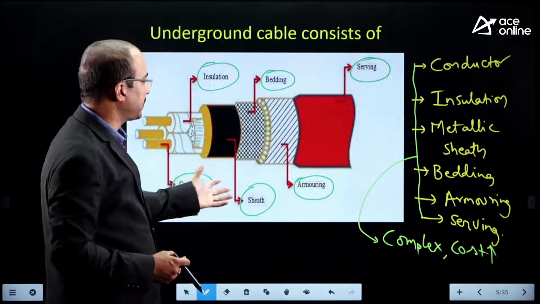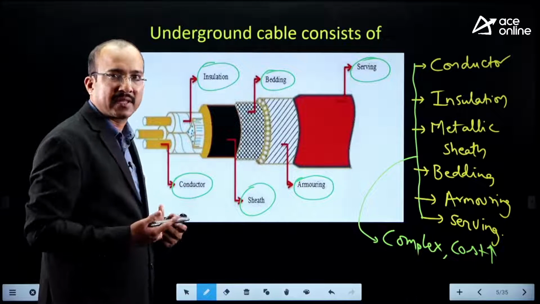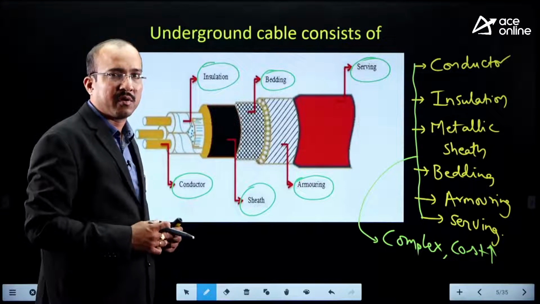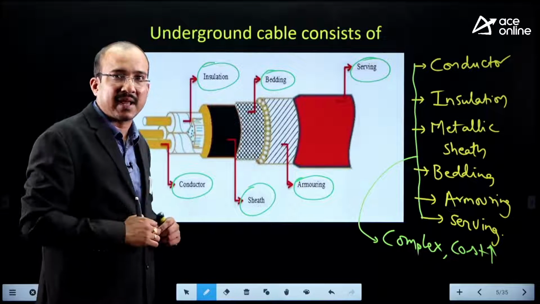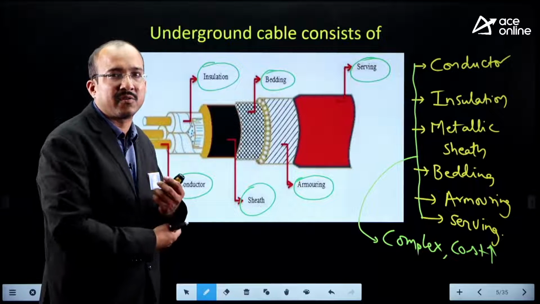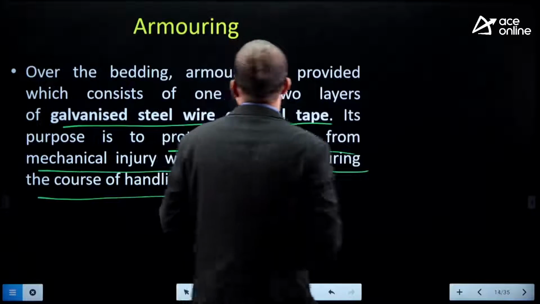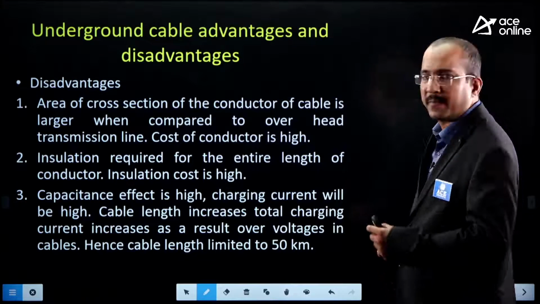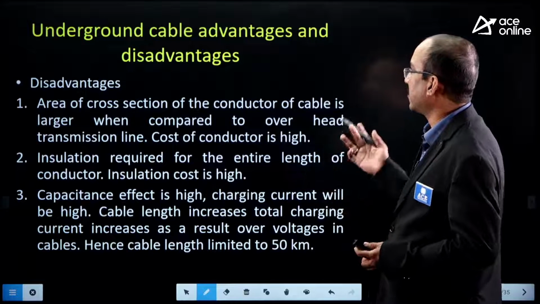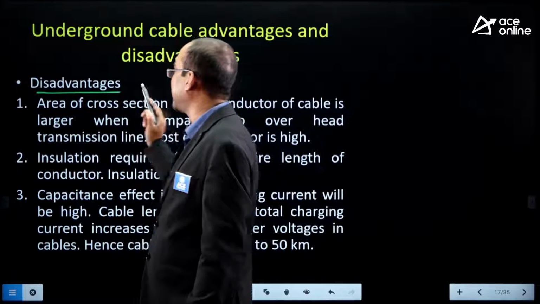By observing all this, we can say that the construction of underground cable is complex and cost will be also more, because the insulation is required throughout the length. But there are certain applications where we need underground cable. Now let us look at the advantages and disadvantages of this underground cable, and then we go for the applications. So underground cable advantages and disadvantages. First let us look at the disadvantages.